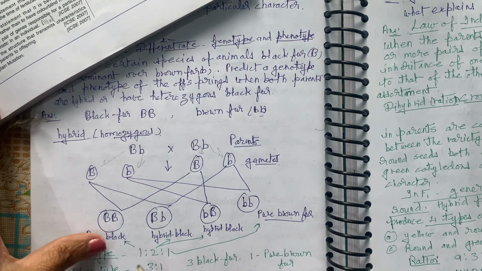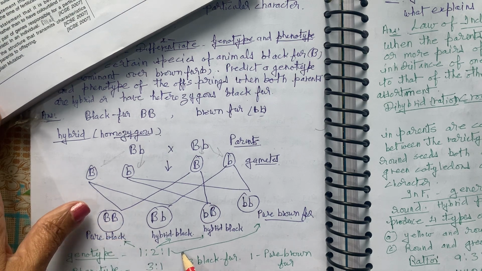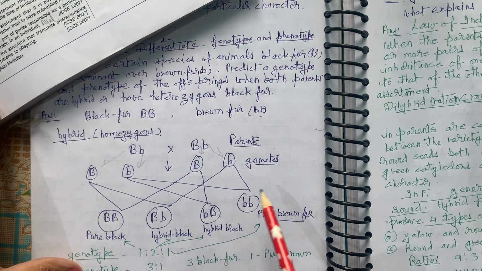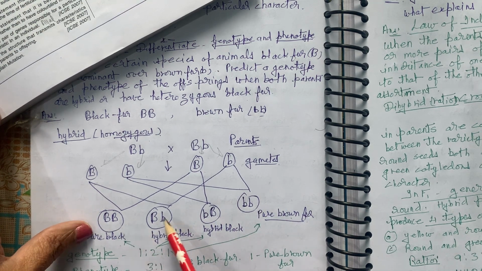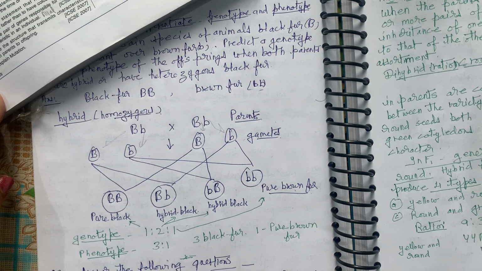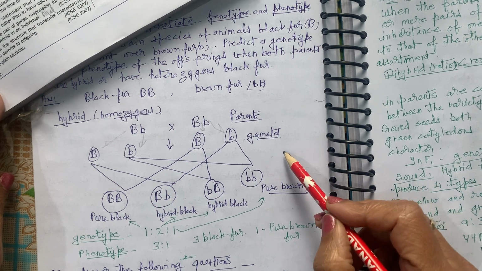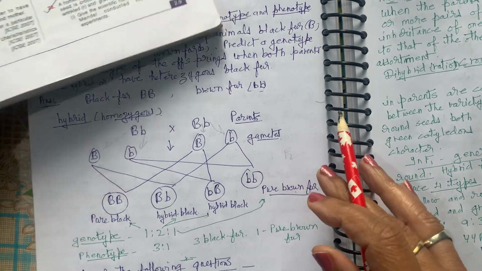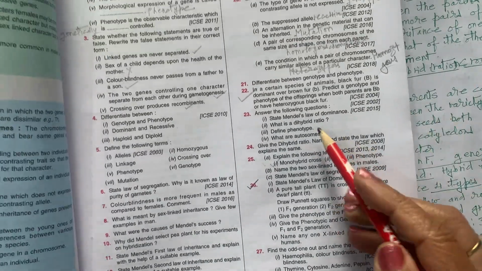So the genotype is 1:2:1. Genetically, one is capital B capital B, two are capital B small b, and one is small b small b. Externally, there will be 3 with capital B, so 3 black fur and 1 pure brown, in the ratio 3:1. This is the same as the law of purity of gametes. It is the F2 generation. I hope it is clear, right?